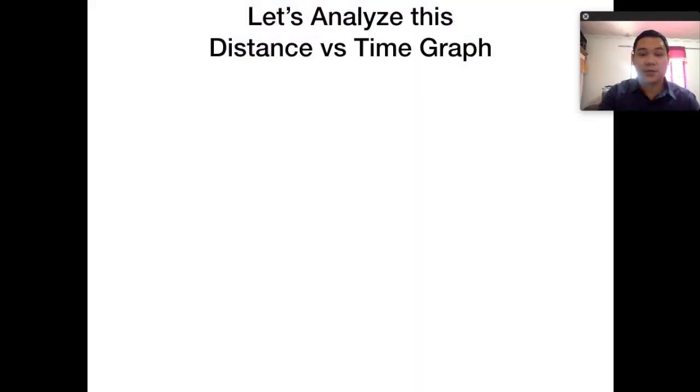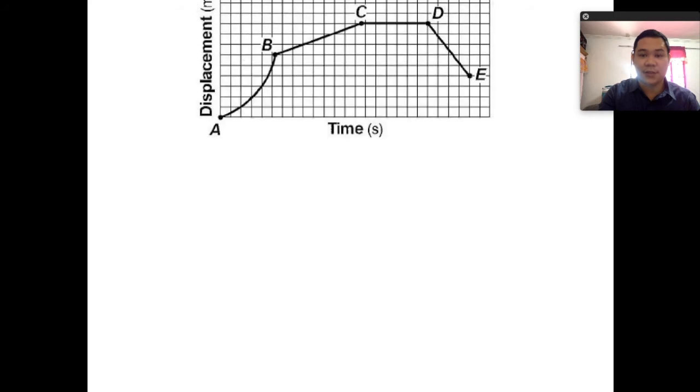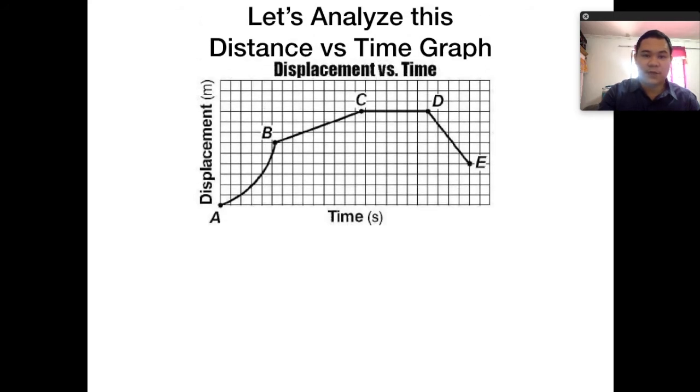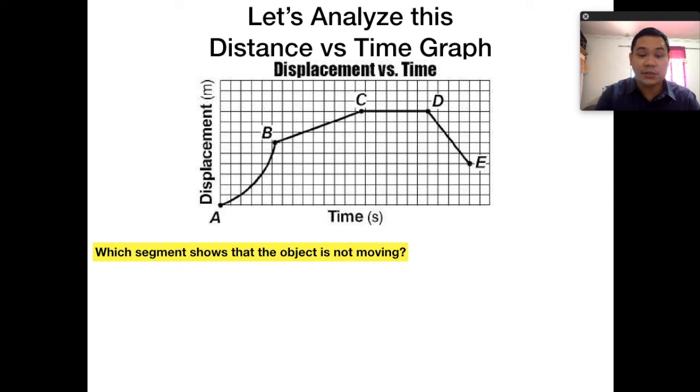Now this time, let's try to analyze our distance versus time graph. So we have here the displacement versus time. We have segments AB, BC, CD, and DE. First question is, which segment shows that the object is not moving? We have to look for a constant slope. So the answer is CD.